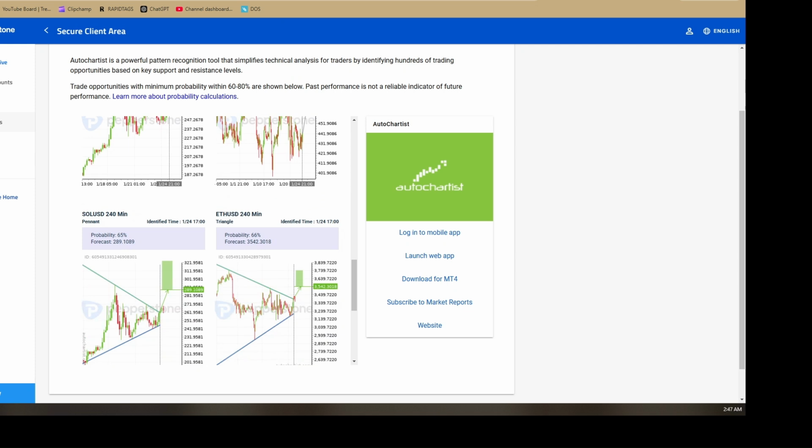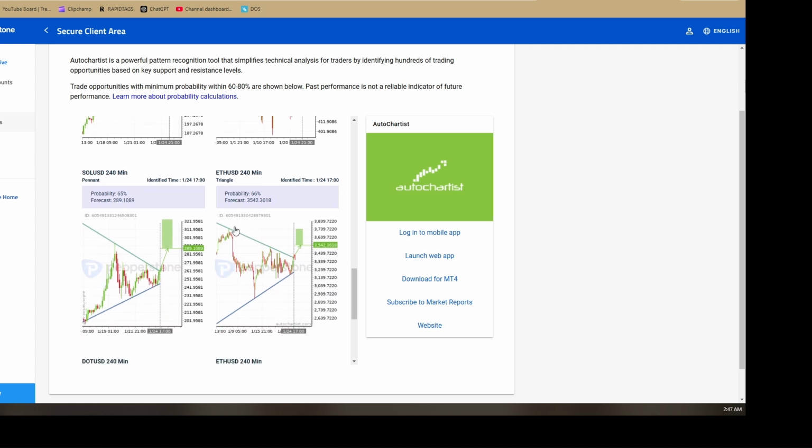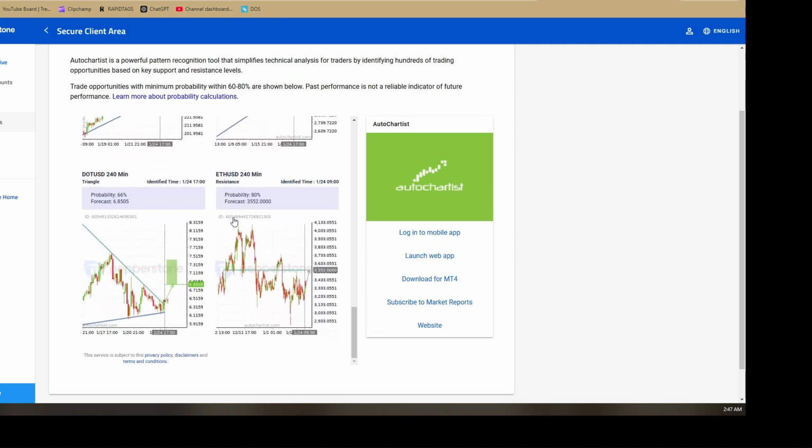So that's it. That's the easiest way possible that you can fix non-tradable symbol in TradingView.